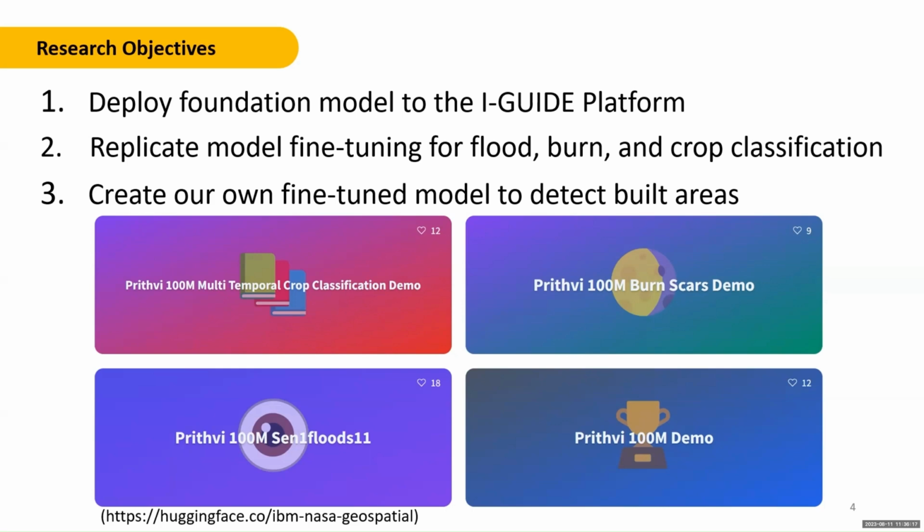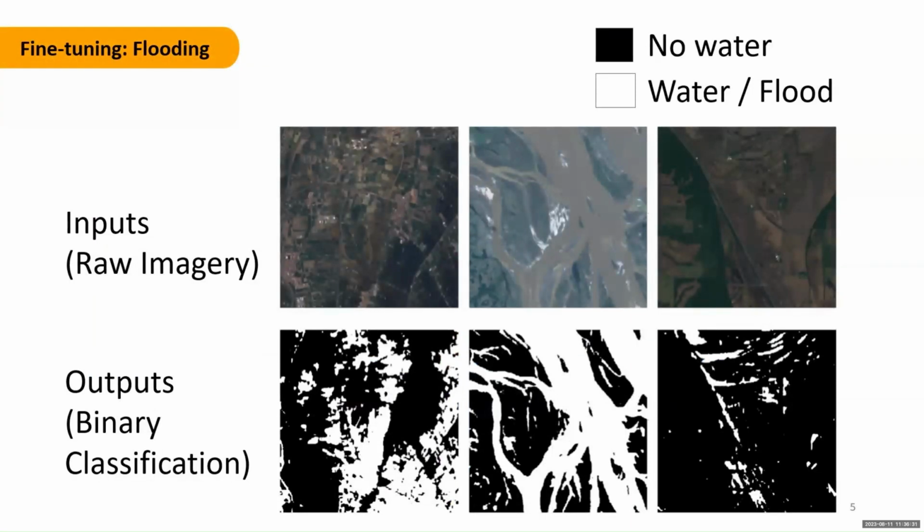As you can see here, we have the foundational model for crop classification, we have it for the burn scar, we have it for flood, and we put it to run this model, and we fine-tuned it for flood. And you can see the model is getting the raw satellite imagery and trying to discriminate the binary classification for no water and water.